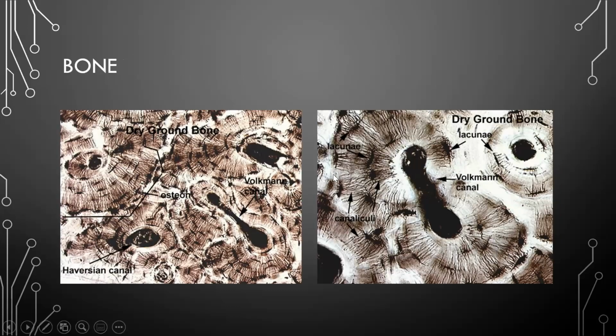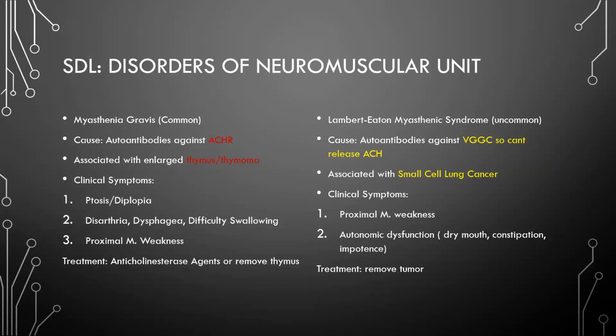So for bone, you've got to know the different structures. So you'll have the canaliculi, you'll have the Volkmann's canal that's transverse. Lacunae is where the osteocyte sits. And then the osteon is the whole unit as a whole. And then the center can be the central canal, or it's also called the Haversian canal. So either one of those.